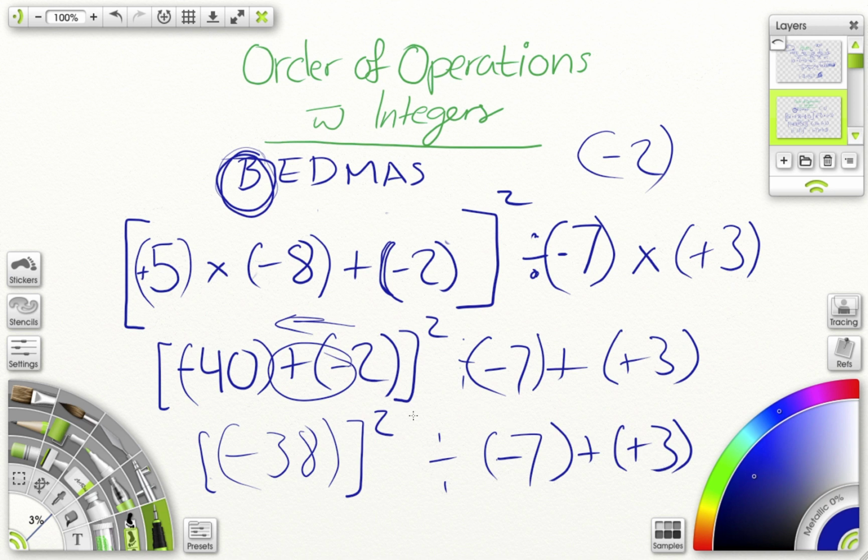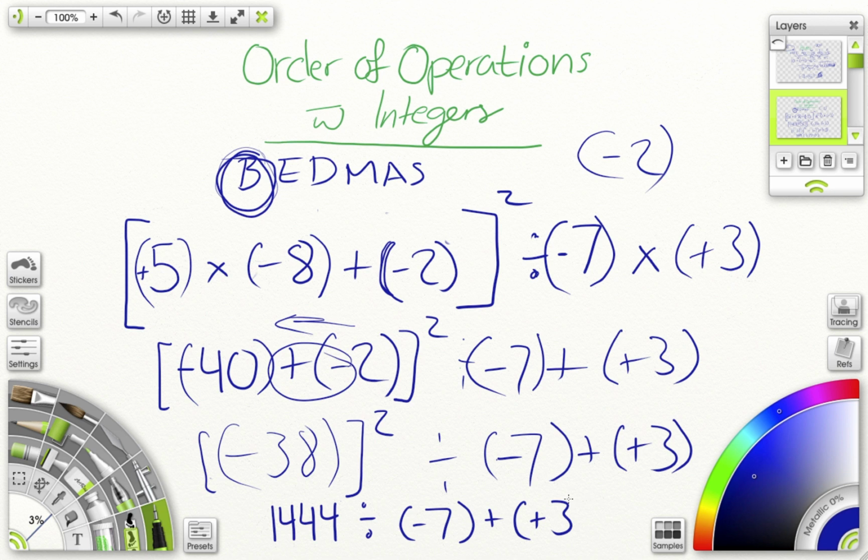So my next step is to do my exponents. So negative 38 times negative 38, because when it's to the power of 2, you just know it's being multiplied by itself. In this case, I know it's going to be positive because a negative times a negative equals positive. So negative 38 times negative 38 equals positive 1,444 divided by negative 7 plus positive 3.